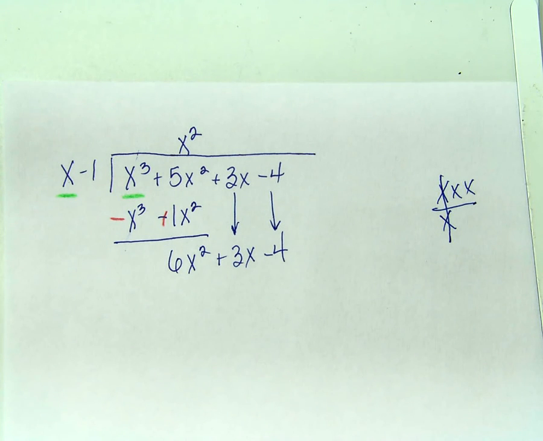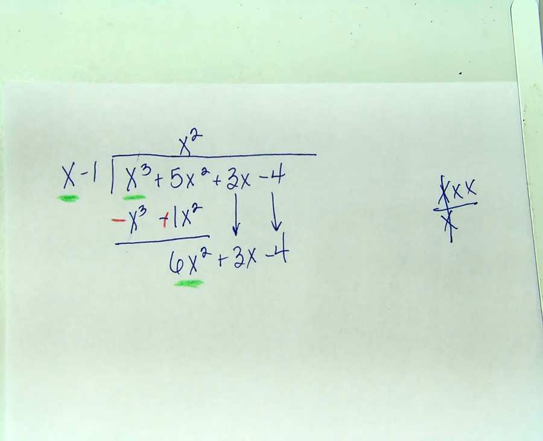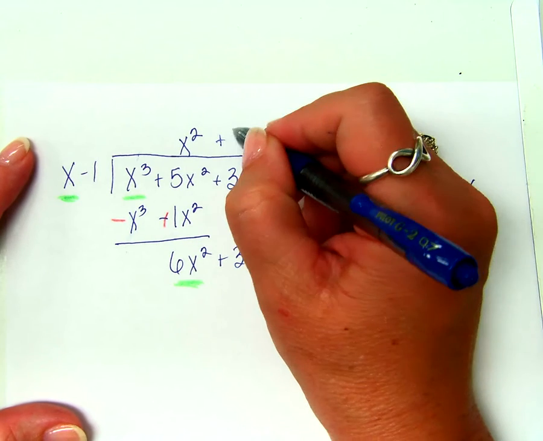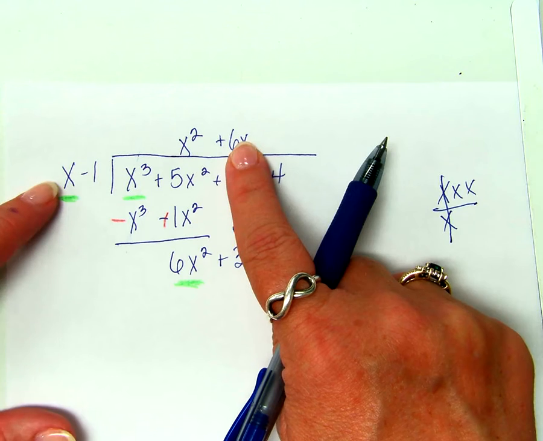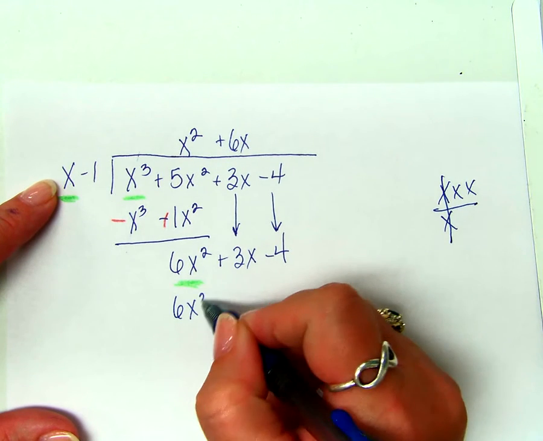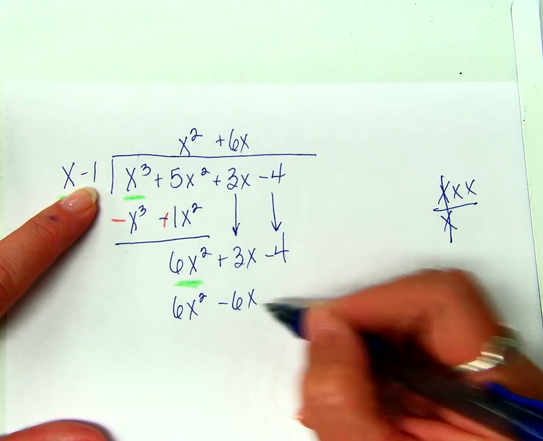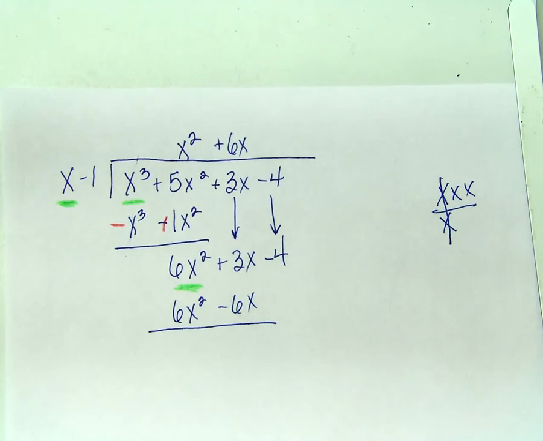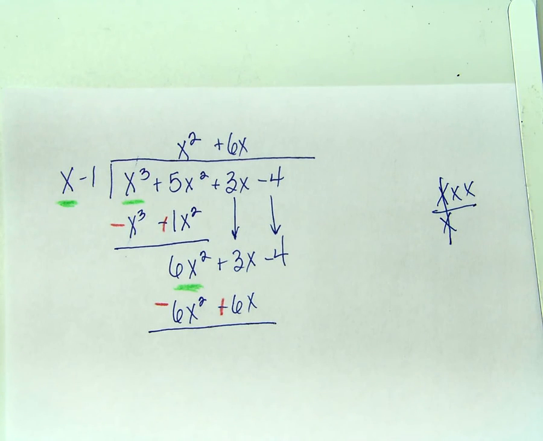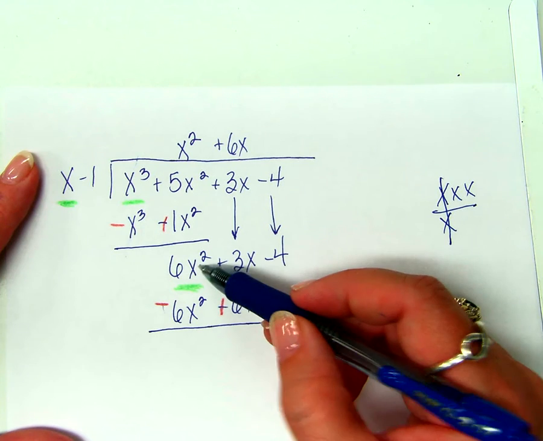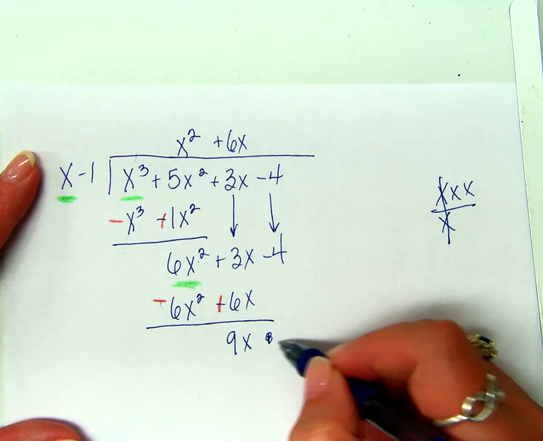Now I start over. First term here, first term here. What's 6x squared divided by x? 6x. I wrote it above the term that it's like. What is 6x times x? 6x squared. What's 6x times negative 1? Negative 6x. I'm subtracting each term. Now I combine. 0. 9x. Whoops. Minus 4.